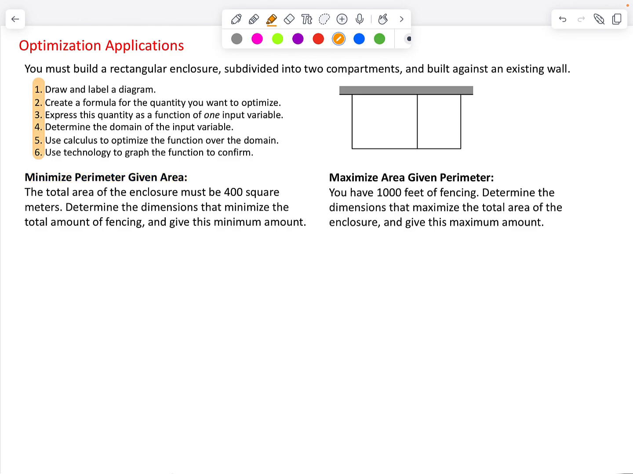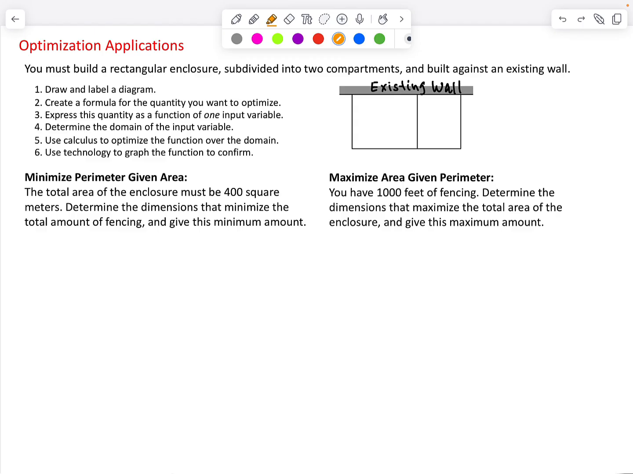Here we see 6 general steps you should follow whenever solving optimization application problems. Step 1 is to draw and label a diagram, which is done for us on this page. This represents the existing wall mentioned in the problem, and we have a rectangular enclosure subdivided into two compartments, the left compartment and the right compartment.